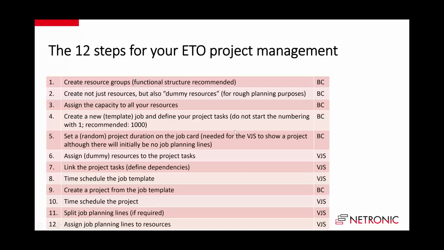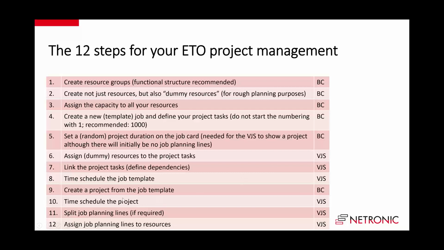Then you open the VJS, ideally filtered on this template, and then you can assign, I would say, dummy resources to the project tasks, and this is a drag and drop thing. Then you can create dependencies between your project tasks or between the job planning lines, and this is also something you do visually, which Business Central does not allow you to do. And then you can time schedule the project. You can say, okay, now I have created dependencies. You can tell the VJS, hey, now schedule this, and it schedules them. And then you have a really nice template built visually with the VJS.